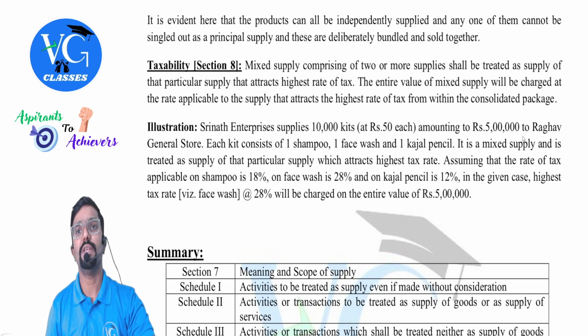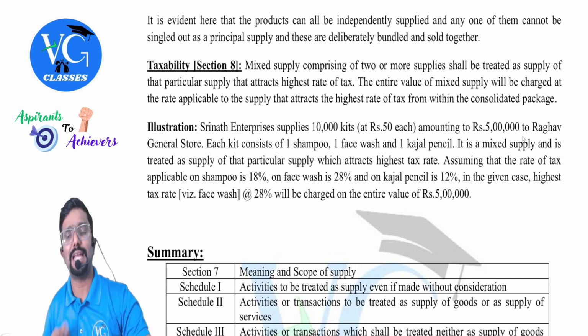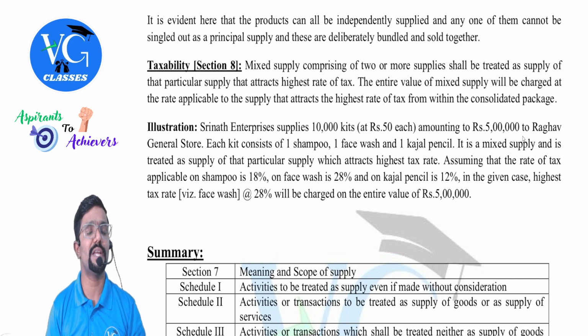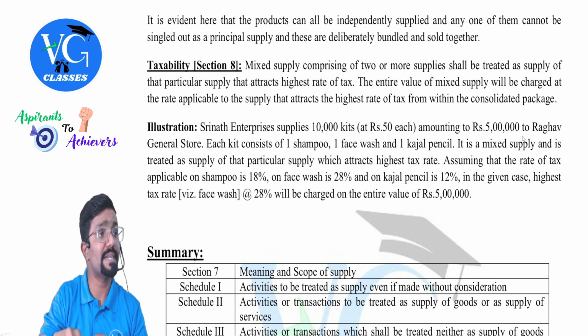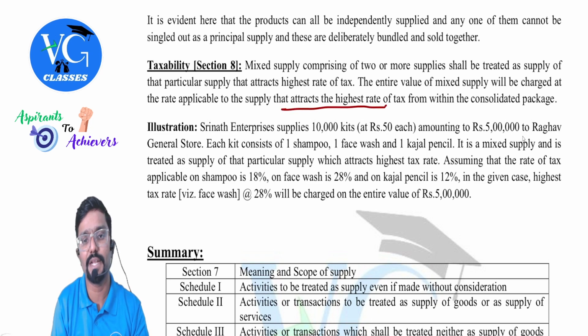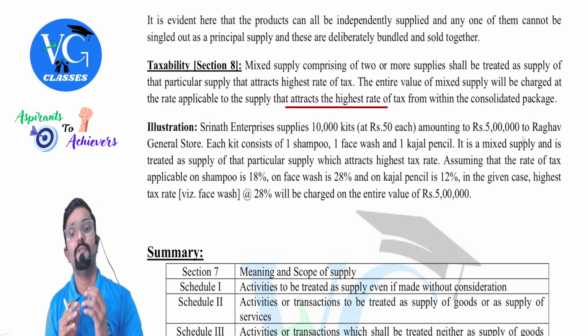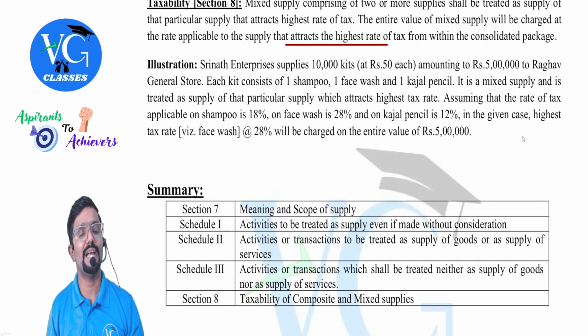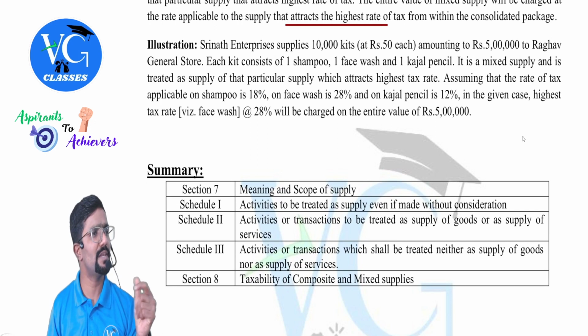Taxability, section 8. Mixed supply comprising of two or more supplies shall be treated as supply of that particular supply that attracts the highest rate of tax. The entire value of mixed supply will be charged at the rate applicable to the supply that attracts the highest rate, guys. Whichever product attracts the highest rate, that will be the rate applicable for the consolidated package. I have given illustration. Guys, if you just master this, this is enough.